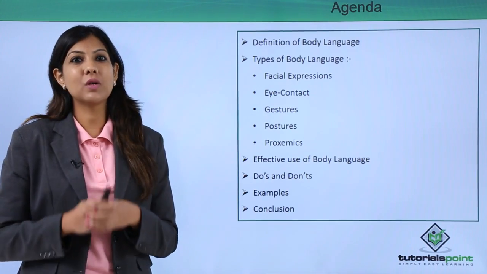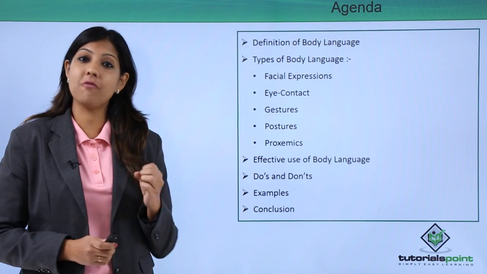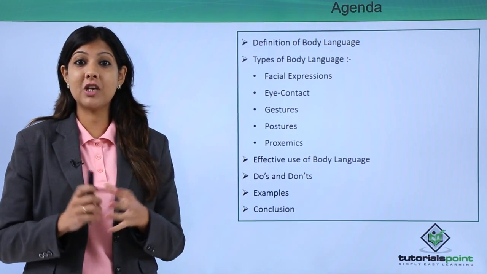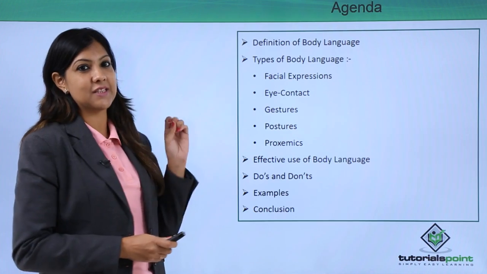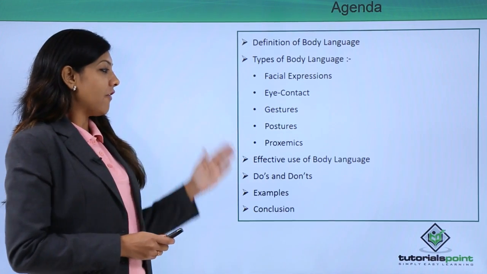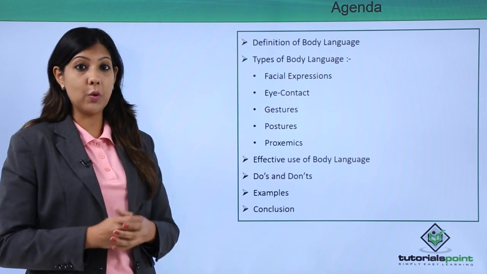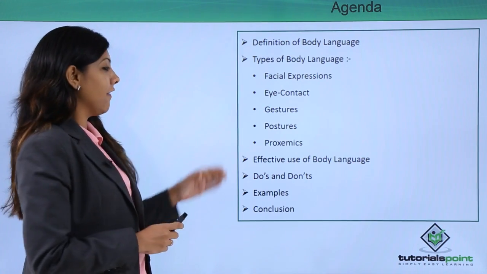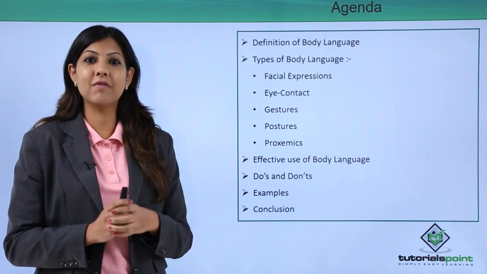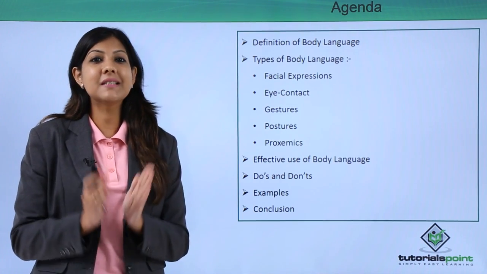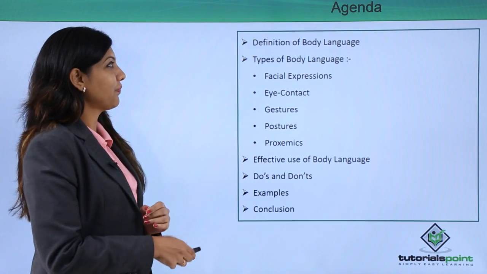We will talk about what is the definition of body language. We will also talk about the different types of body language like postures, gestures, facial expressions. We will also talk about proxemics as well as eye contact. Effective use of body language, how to use the body language for your own advantage or disadvantage. We will talk about certain do's and don'ts of body language, as well as we will give you certain examples, tips and tricks in order to make your body language better.